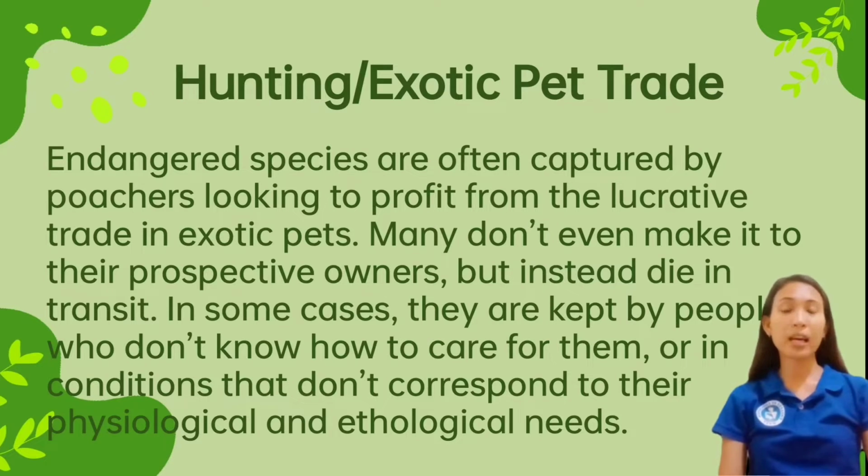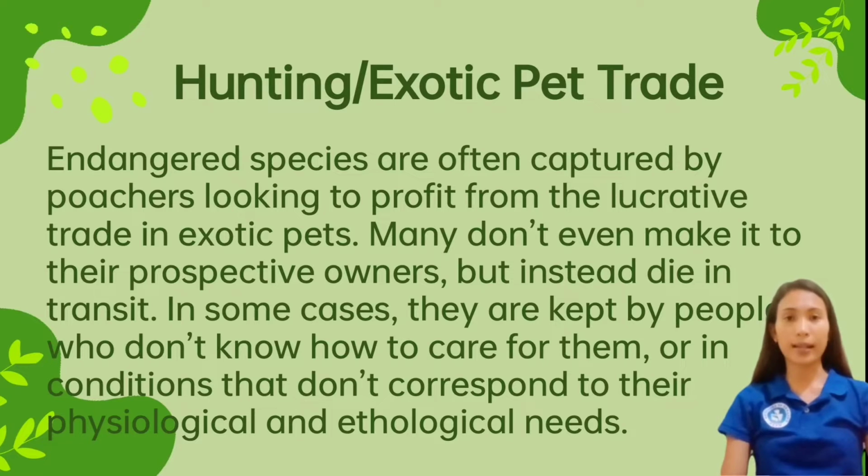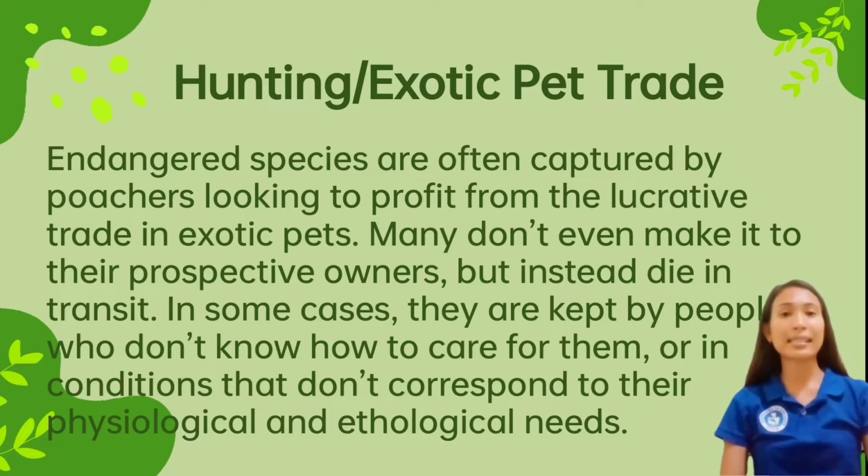The second problem is hunting or the exotic pet trade. Endangered species are often captured by poachers looking to profit from the lucrative trade in exotic pets. Many don't even make it to their prospective owners, but instead die in transit. In some cases, they are kept by people who don't know how to care for them or in conditions that don't correspond to their physiological and ethological needs.